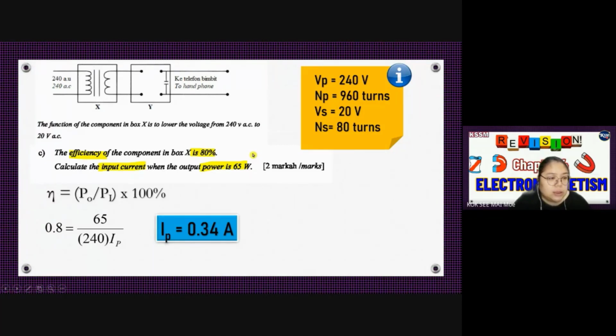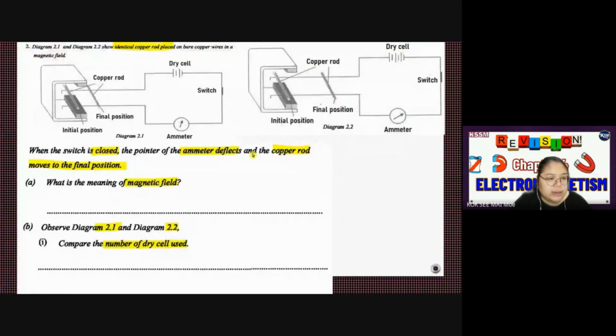Okay, then we go to the next part, question number 2. Okay, identical copper rod placed on the copper wire, okay, in the magnetic field. So you can see two diagrams here. Okay, this one is a copper rod that can move. Okay, so now you can observe what the differences are. Normally when the question gives you two diagrams, that means the question is asking you to compare. Okay, for the physics structure question, at least two questions are comparisons. So the first one is in the structure question, section A.